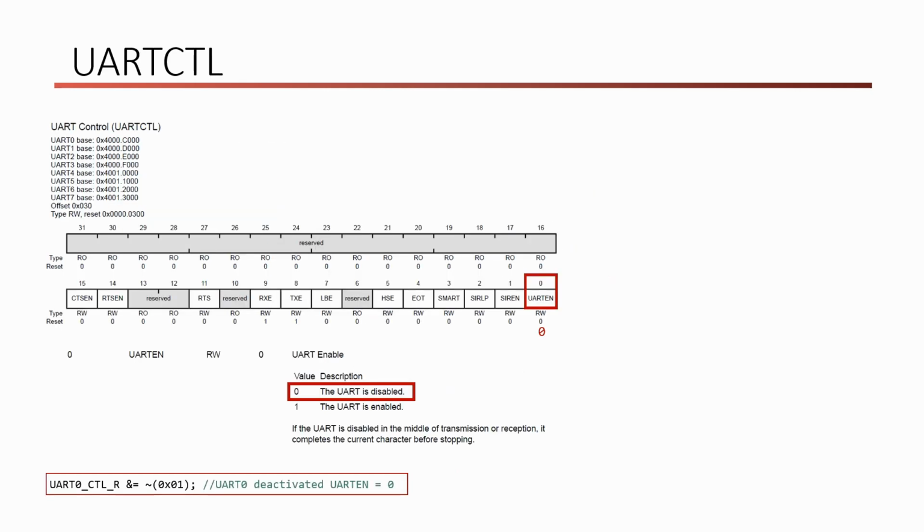The UARTCTL register is the control register. All the bits are clear on reset except for the transmit enable and receive enable bits, which are set. To enable the UART module, the UARTEN bit must be set. If software requires a configuration change in the module, the UARTEN must be cleared before the configuration changes are written. First, you need to clear the bit 0 to disable the UART.